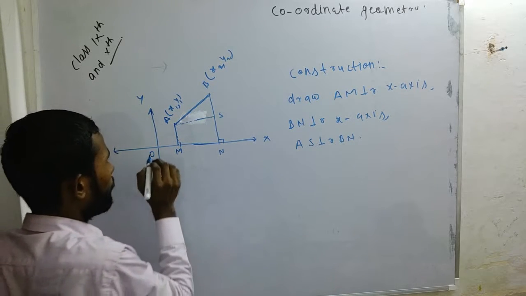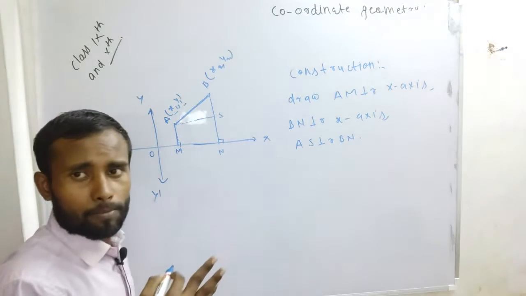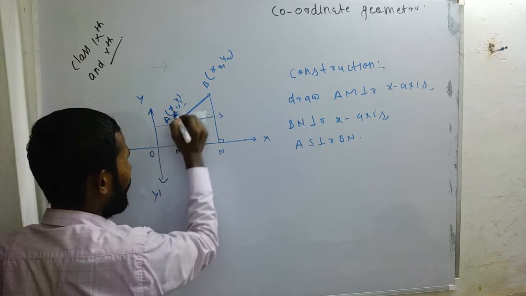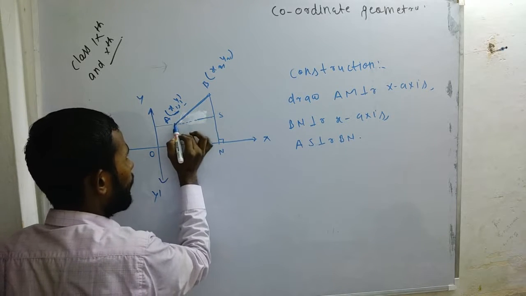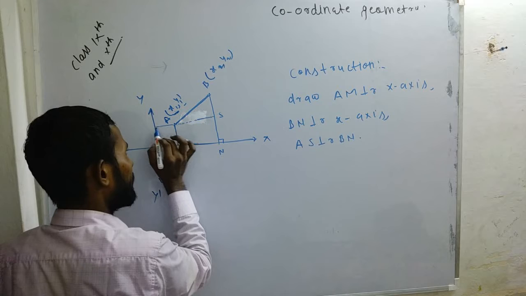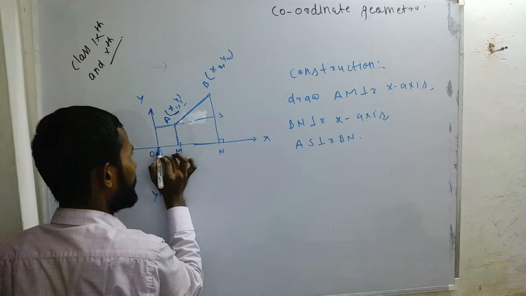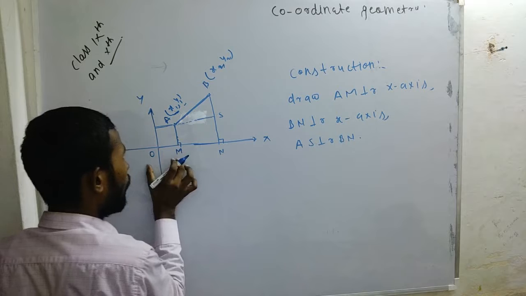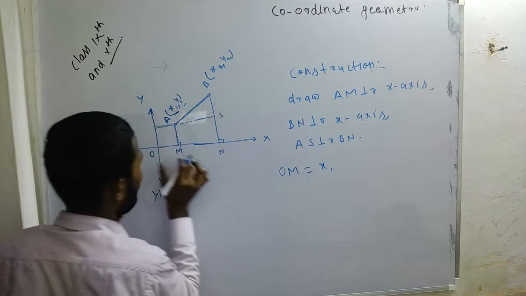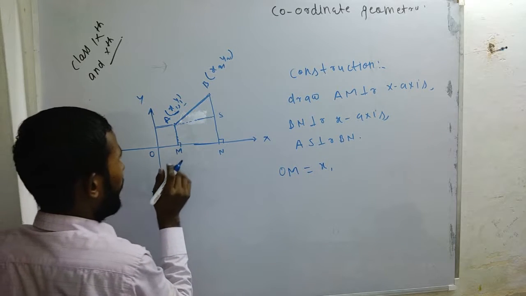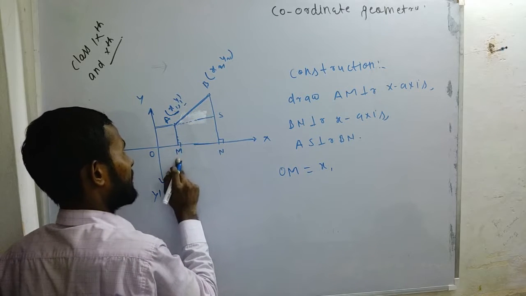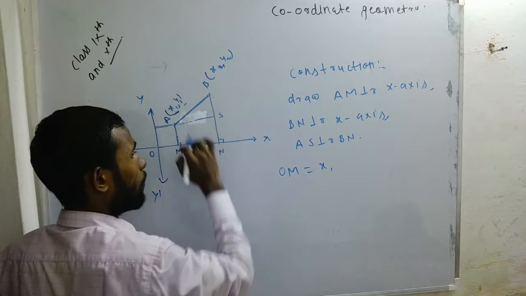Now we observe that x1, y1 means what? x1 means the perpendicular distance from this point to the y-axis, that means it is x1. That means we can write OM is equal to x1. And y1 means the perpendicular distance from this point to the x-axis, that means AM is equal to y1.